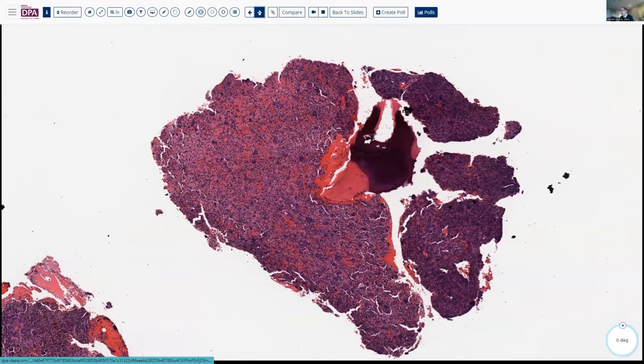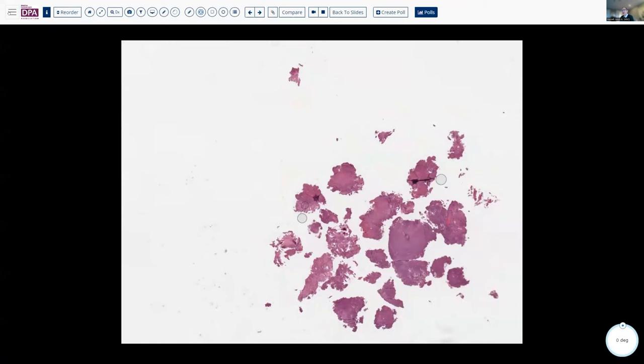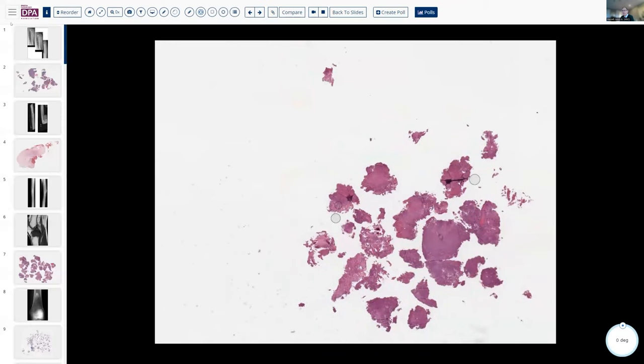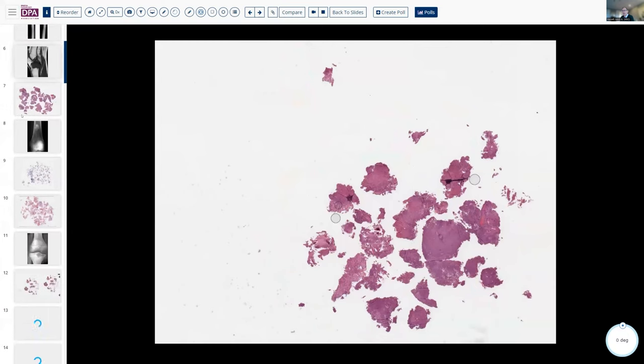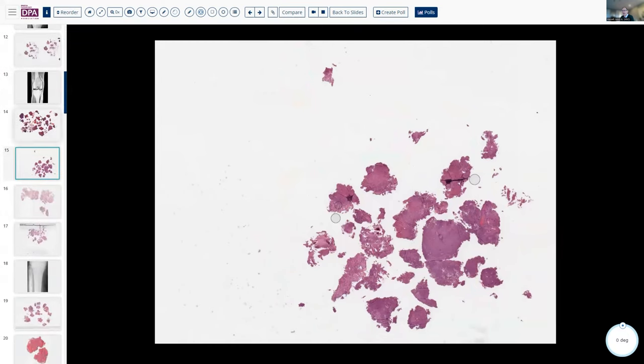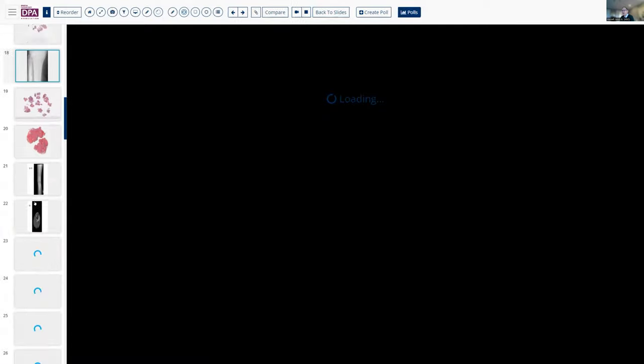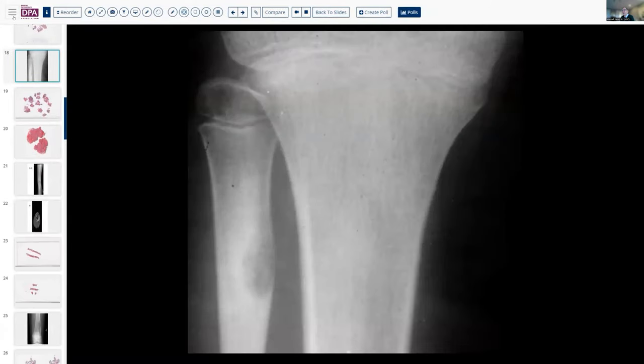Okay, so if I'm not incorrect, I did include a number of other histologic examples of giant cell tumor. I'm not going to spend a lot of time on that because I'd like to go on and discuss another case here. But you have other histologic examples of giant cell tumor that you can refer to.